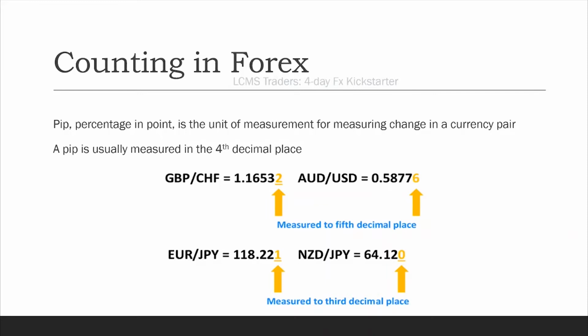All right, so sometimes you will see that it goes to the fifth decimal place. We actually look at it only on the fourth. The fifth decimal place is considered a micro pip, or the third decimal place when it's a yen is called a micro pip. So take note that we only want to pay attention to the fourth decimal place, or the second decimal place when there's a yen involved.